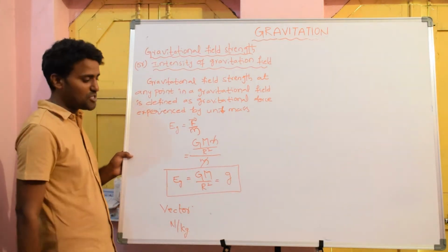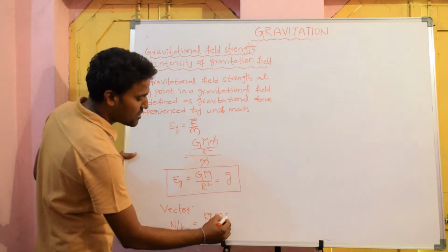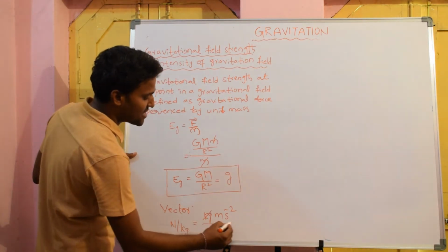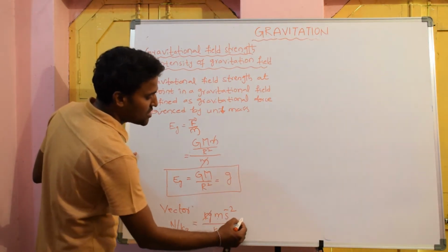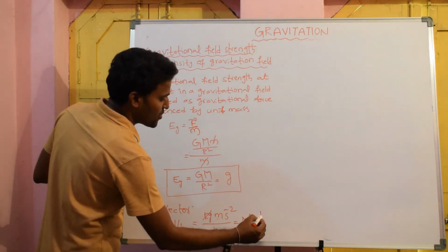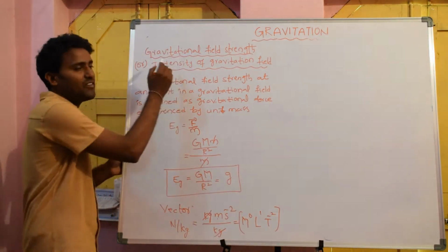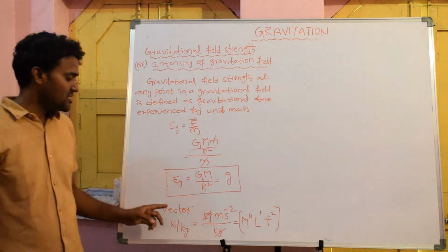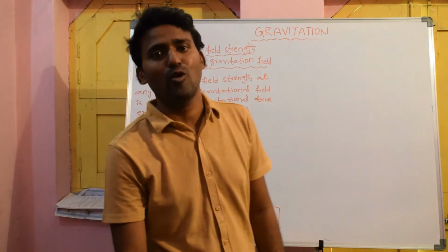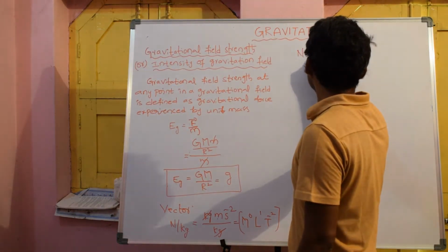If you want to write the dimensional formula, Newton is kg meter per second square, divided by kg. Kg gets cancelled, leaving meter per second square. So mass is 0, length is meter power 1, and time is power minus 2. This is the dimensional formula for the gravitational field strength, and it is a vector quantity. Next, I want to calculate what the null points are.